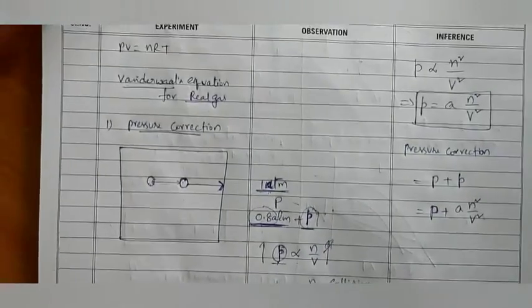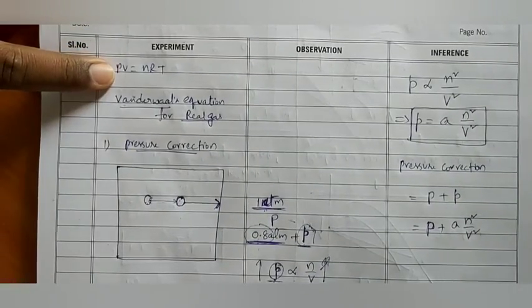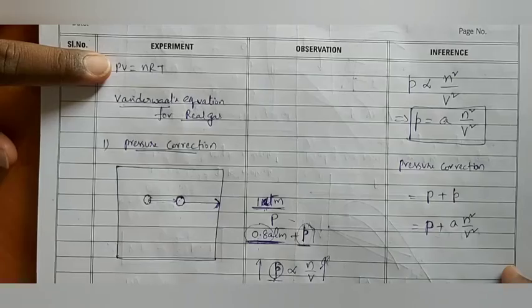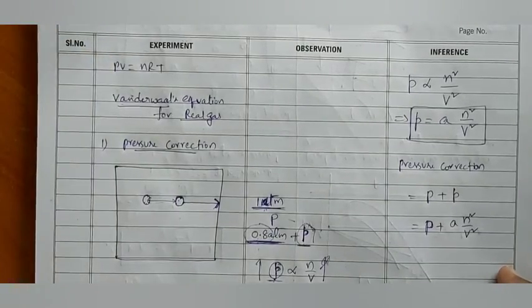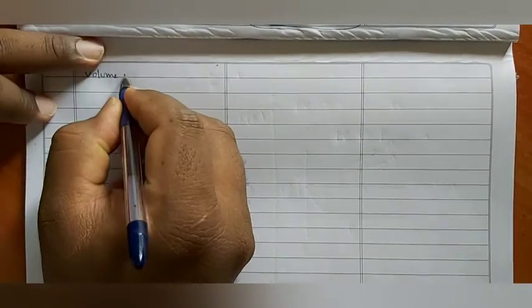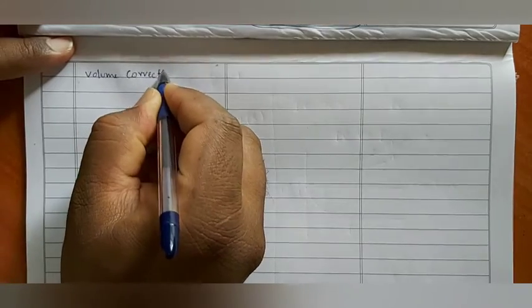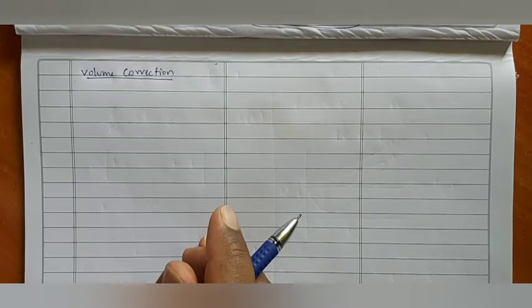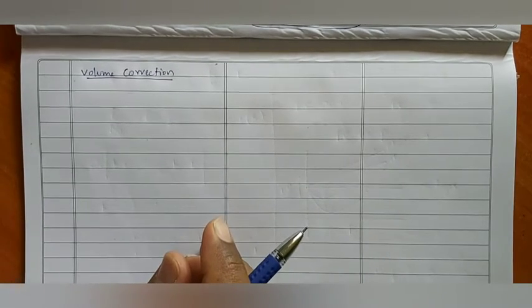So in our ideal gas equation, PV is equal to nRT. Instead of P, we have to write P plus a into n square by V square. Our next side heading is volume correction. How are we going to do the volume correction? Let us see that one more.